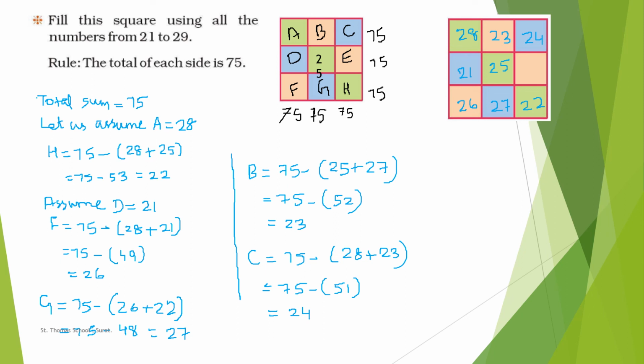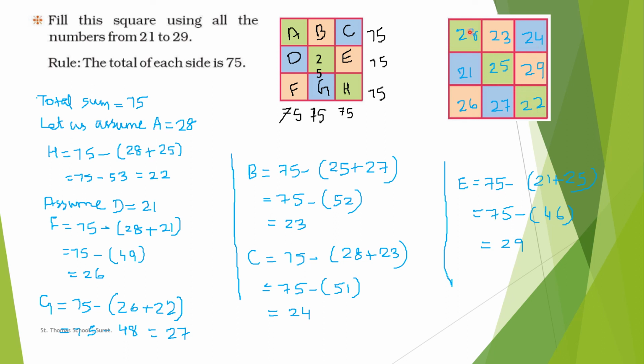And the last, you can take E. So you can add the row 2. Row 2, so D plus 25 and then deduct it from 75. So what is it? 21 plus 25 gives you 46 and then deduct it from 75. You get 29. Like this, you have to complete it one by one. We have taken the alphabets in order to understand it properly. Okay. So like this, you have to do it.